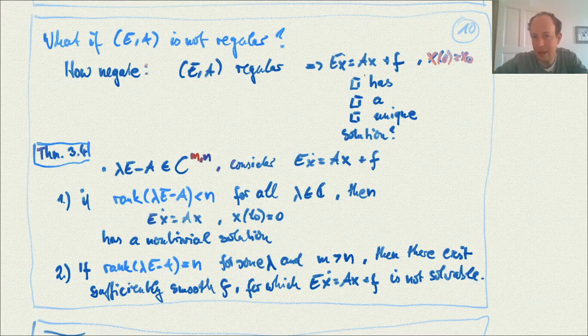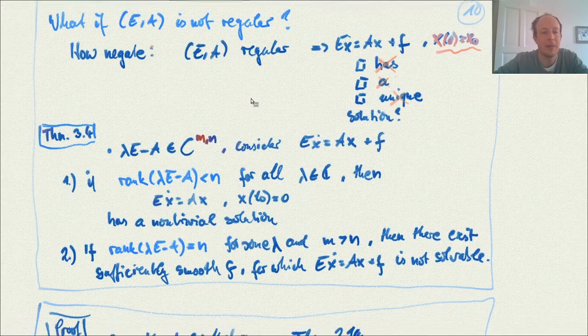The actual statement is: (E, A) regular, then this DAE together with an initial value has a unique solution. And then a negation can be denying any part of that. So maybe it has no solution. Maybe it has many solutions. So first, there is not a solution at all, but it can also mean that there is no unique solution. So whenever we can negate one of these claims, that there is a solution or that the solution is unique, then that's a negation of this statement.